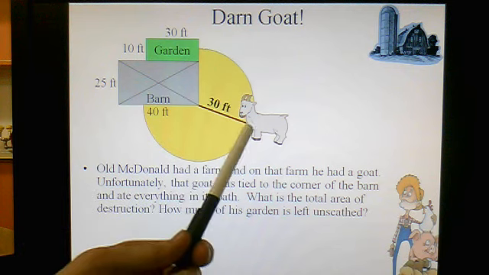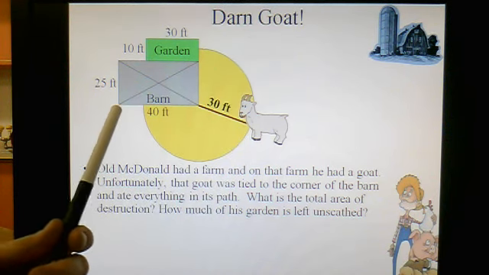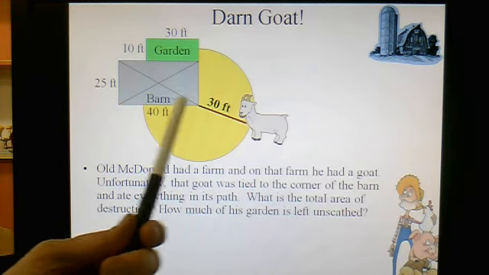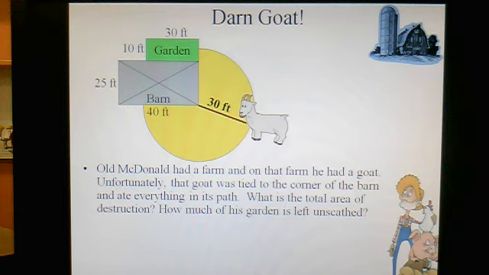If this is a 30-foot long rope and the barn was literally 40 feet long, he can't quite get to this corner. Maybe it's obvious he's 10 feet short of this corner because this entire thing is 40 and he can only reach 30 feet of that. Do the same thing on the top here and you'll see he can get into the garden. There's no fence here preventing him from getting in the garden.